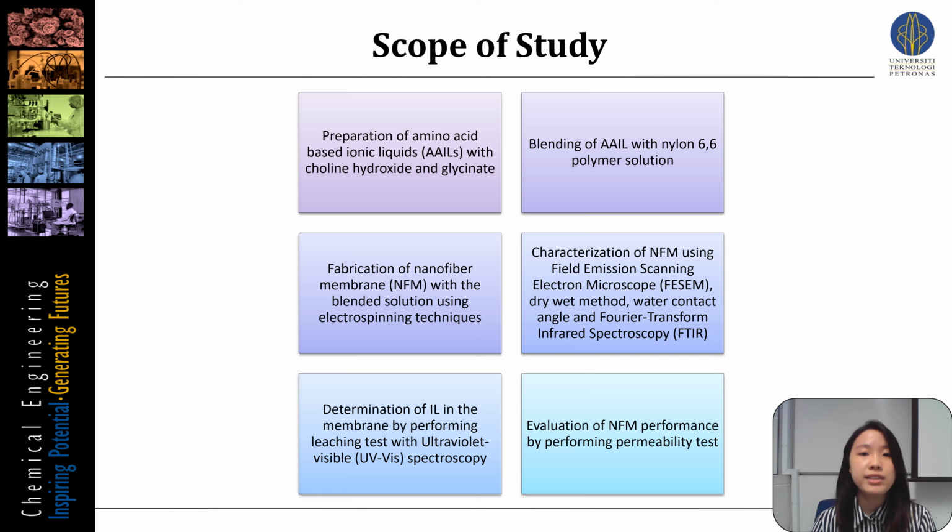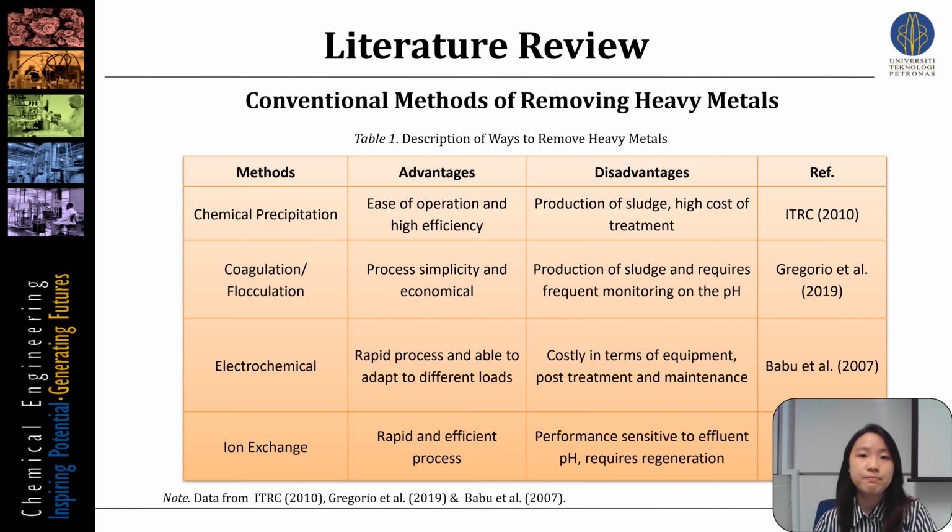Fourth, characterization of nanofiber membrane using field emission scanning electron microscope, FESEM, dry wet method, water contact angle, and Fourier transform infrared spectroscopy, FTIR. Fifth, determination of ionic liquid in the membrane by performing leaching tests with ultraviolet visible spectroscopy. And lastly, evaluation of nanofiber membrane performance by performing permeability tests and heavy metal rejection tests.